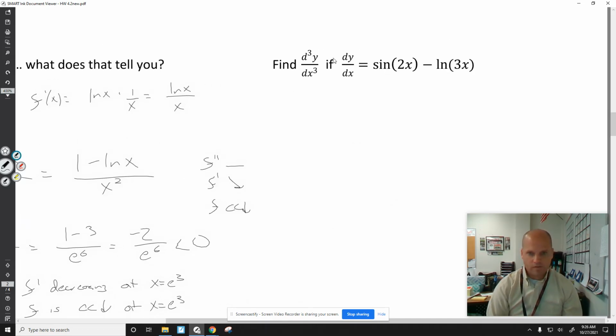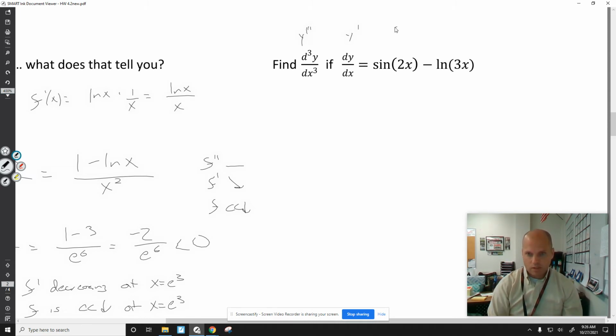This is a good question. We haven't seen this notation much since Unit 2. This is notation for y prime. This would be notation for y triple prime. So I'm given y prime. I need y triple prime. I need to take the derivative 2 more times, not 3 more times, just 2 more times.